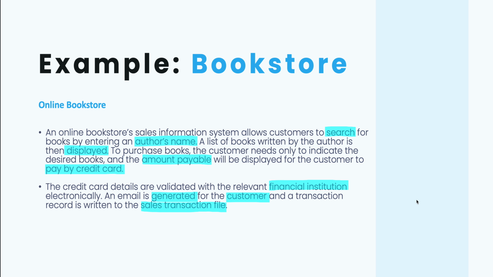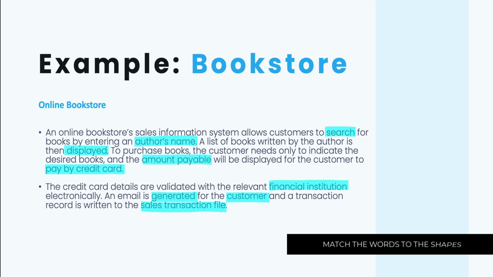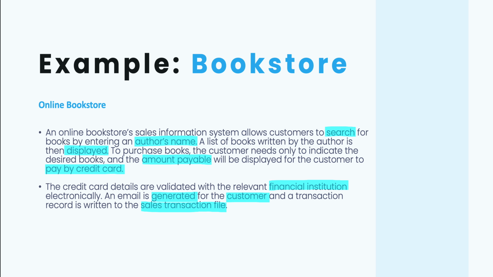So there's a lot of stuff to unpack in here, but basically if we have a look at some of these words, if you want to do a search, you will then need to have some kind of online input where you're putting in the author's names. Amount payable, you need to calculate the total cost, which is going to be a process. Same with paying by credit card, that already sounds like a process. When you need to communicate with the financial institution electronically, you definitely need to have some kind of telecommunications link, and then the data is written to the sales transaction file.